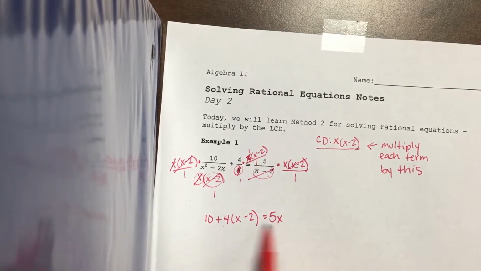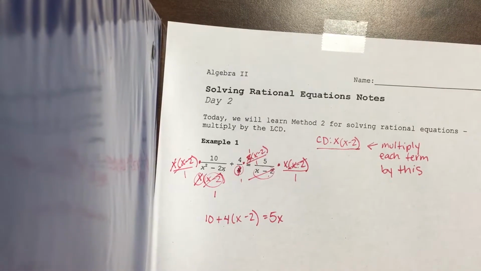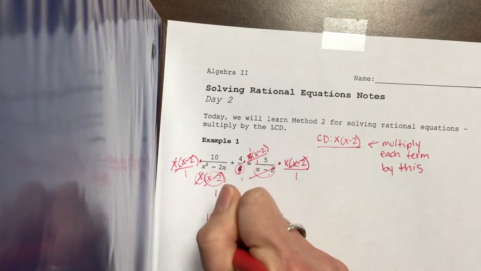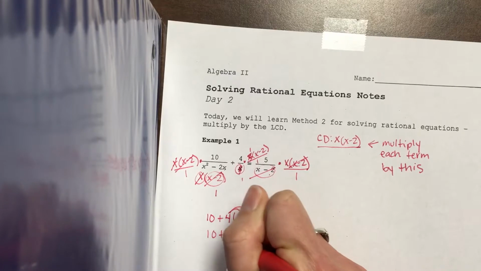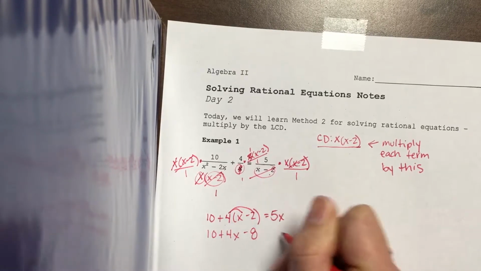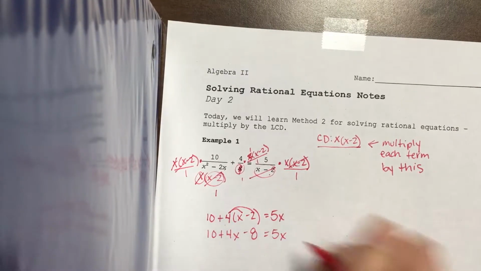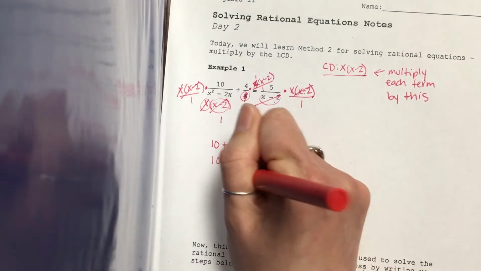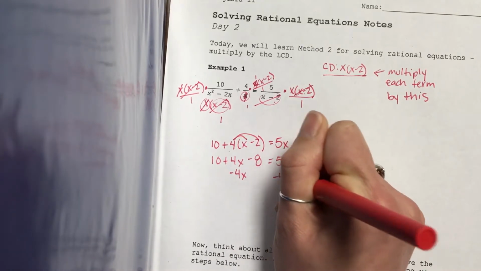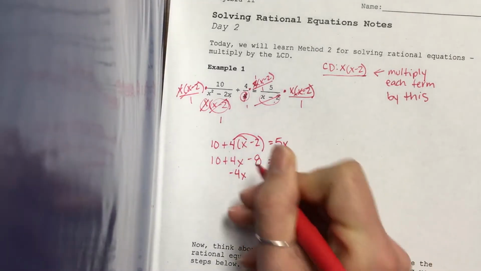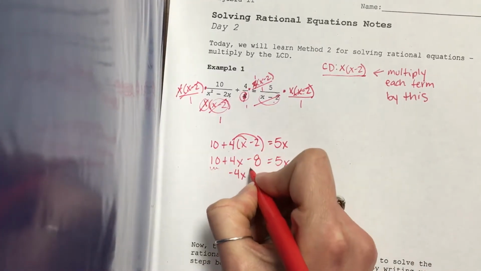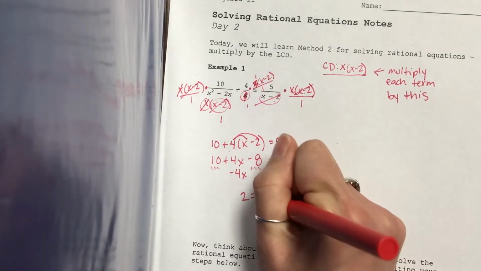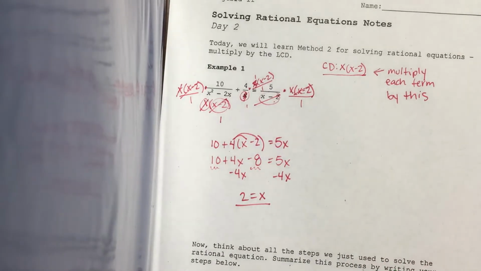I have no more x squareds in this problem. What I'm going to do from here is distribute, where I have some distribution to do. So I have 10 plus 4x minus 8 equals 5x. And then as I continue to solve, I'm going to move all my x terms to the same side. And when I combine like terms, like over here on the left, I would have 2 equals 5x minus 4x, which would just be x. So 2 equals x.